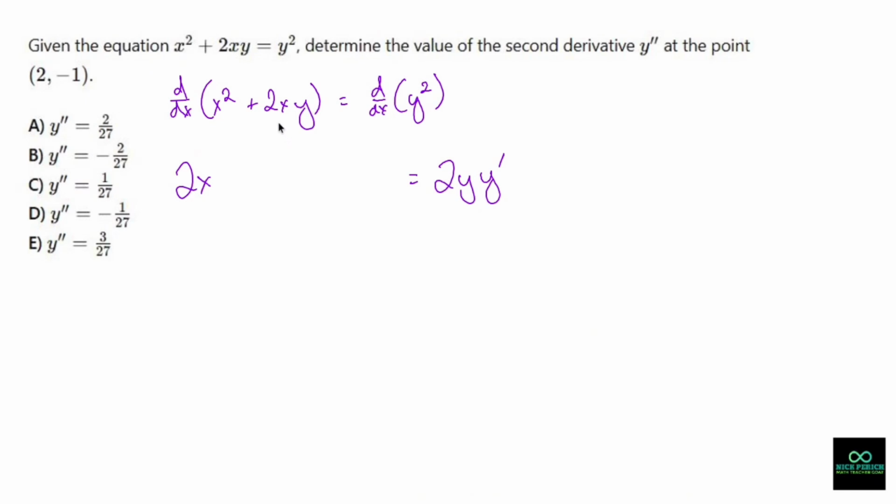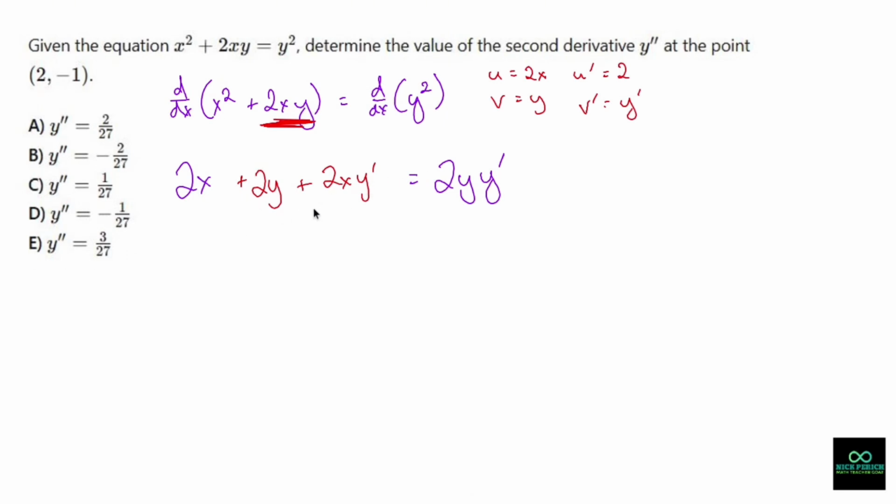This guy right here, 2x times y, is product rule. So I'm going to let u equal 2x and v equal y. U prime is going to be 2, and v prime is going to be the derivative of y with respect to x, which is dy/dx, or just y prime. So the product rule is u prime v, so 2 times y, plus 2y, plus v prime u, which is y prime 2x. I know I'm writing that out of order, but I want the y prime to be second.